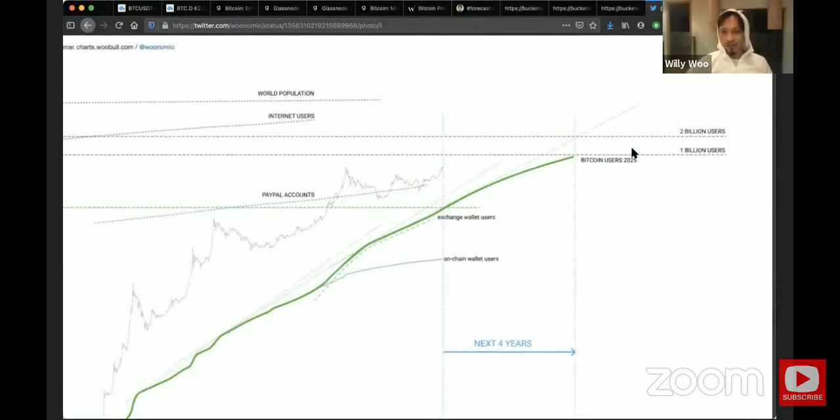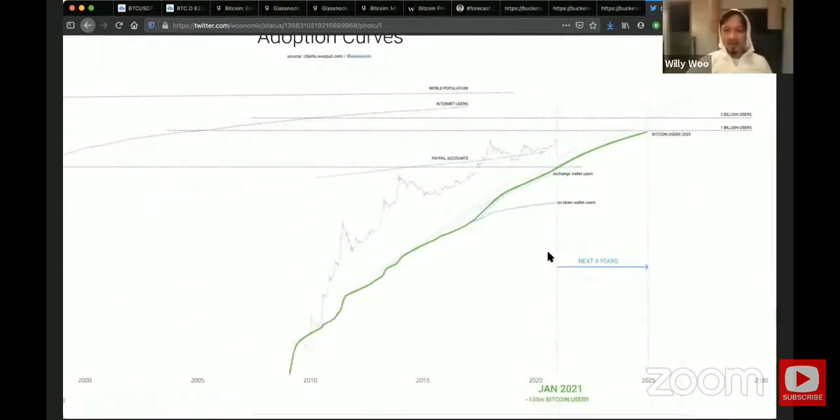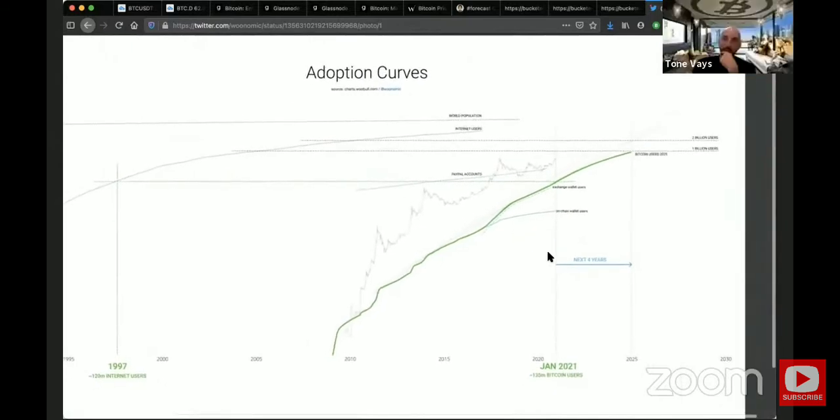Okay, so then, but I'm like, holy shit, we're almost where the internet is.